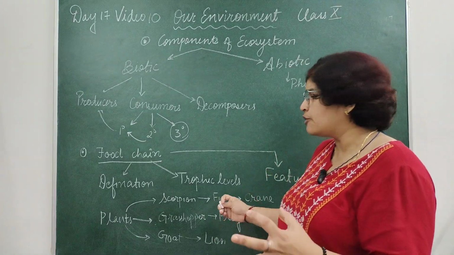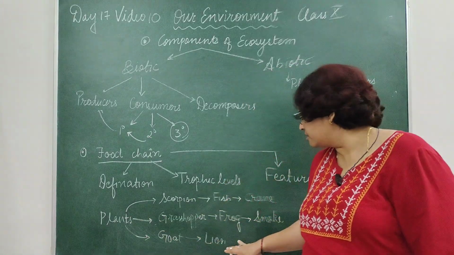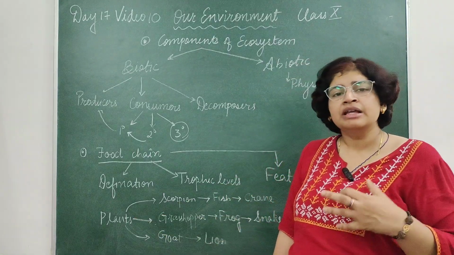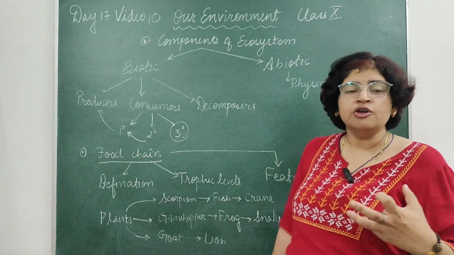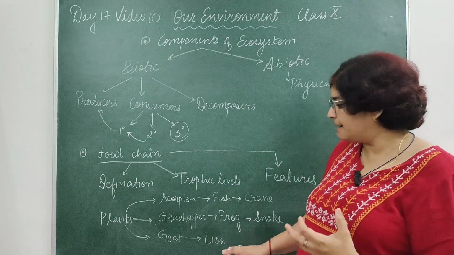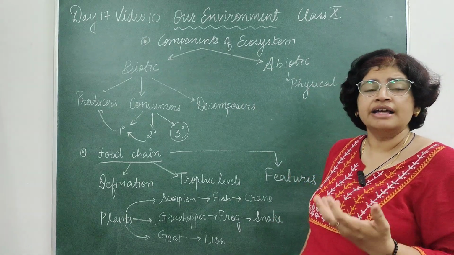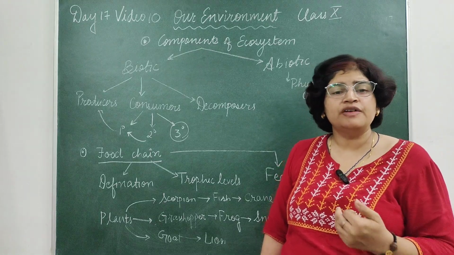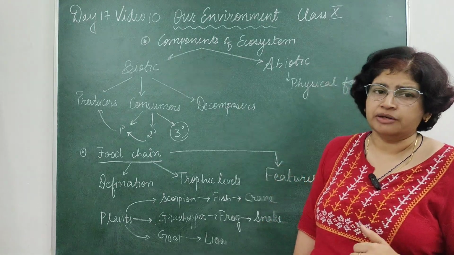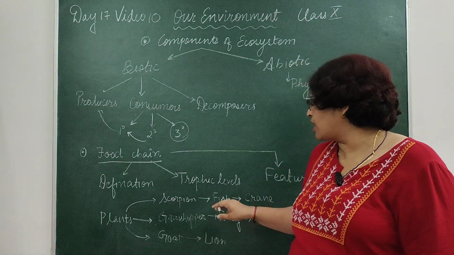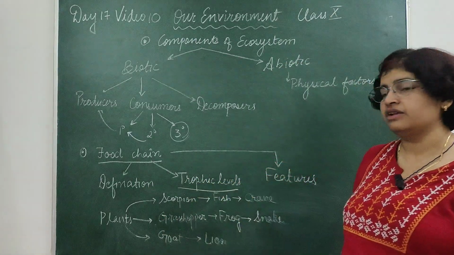Food chain is the sequence of organisms. Here I have written 3 food chains, different food chains. The food chain is a sequence of organisms which are dependent on each other for their food. In this manner, they are exchanging their matter as well as food energy with each other. So, every step of food chain is known as trophic level.